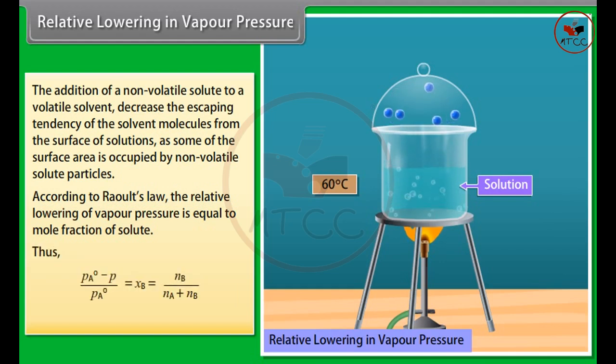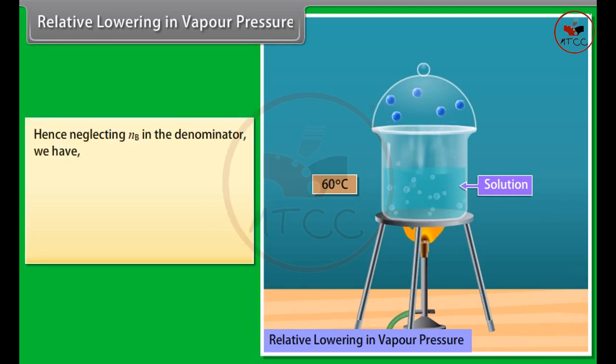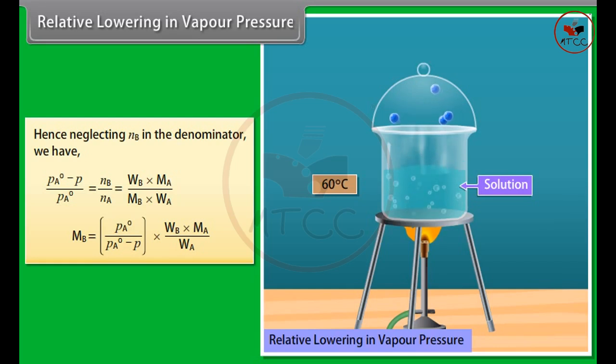Thus, Pa naught minus P upon Pa naught is equal to Xb, which is equal to Nb upon Na plus Nb. For a dilute solution, Na is much greater than Nb. Hence, neglecting Nb in the denominator, we have Mb is equal to Pa naught upon Pa naught minus P multiplied by Wb into Ma upon Wa.